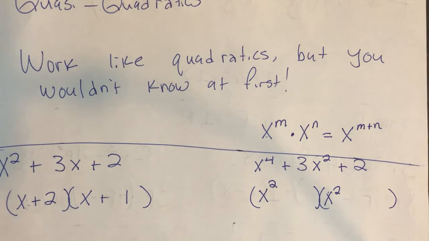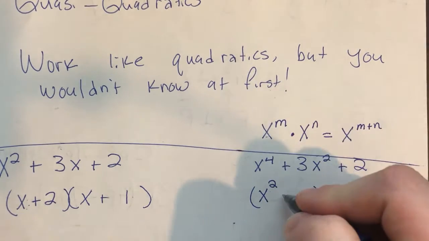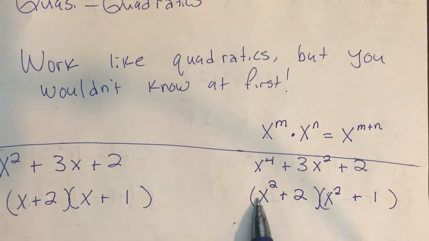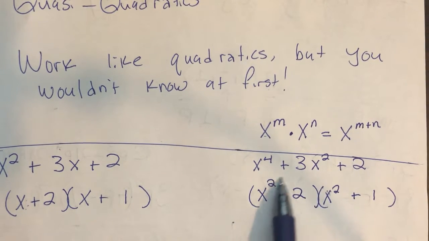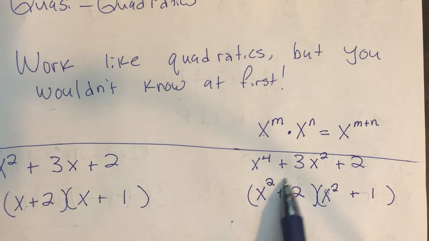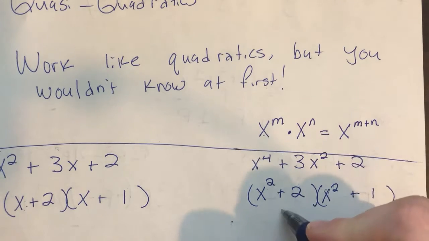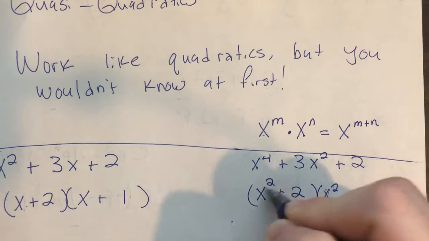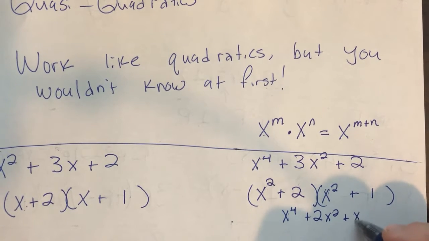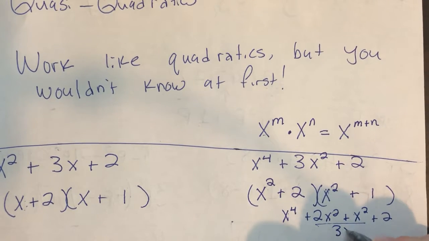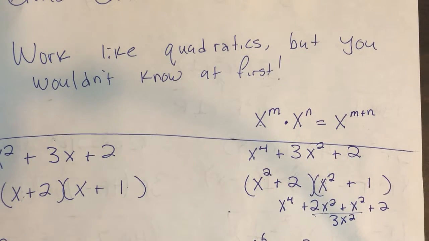But the idea is still the same, right? So if I want to multiply to 2, if I use 2 and 1, observe how I'll get x to the fourth plus 2x squared plus x squared. So let's show it out. x to the fourth plus 2x squared plus 1x squared plus 2. And again, these combine for 3x squared. So notice how we're going to get the exact same answer.